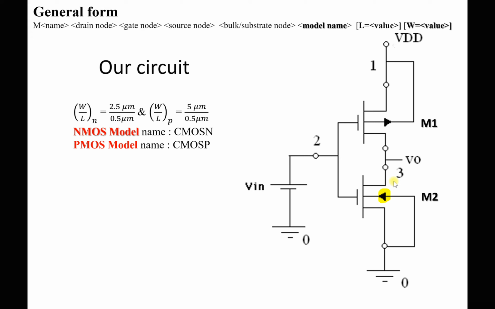To define my M2, which is NMOS, I said that the name of the NMOS is M2. The drain of the NMOS was at the top, which is node number 3. Then the gate, node number 2. Finally, the source and bulk are connected to ground, so node number 0.